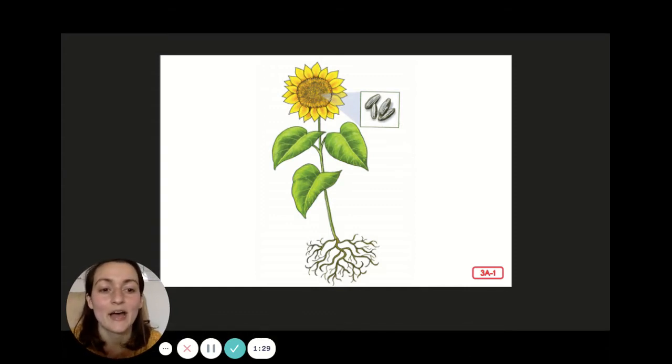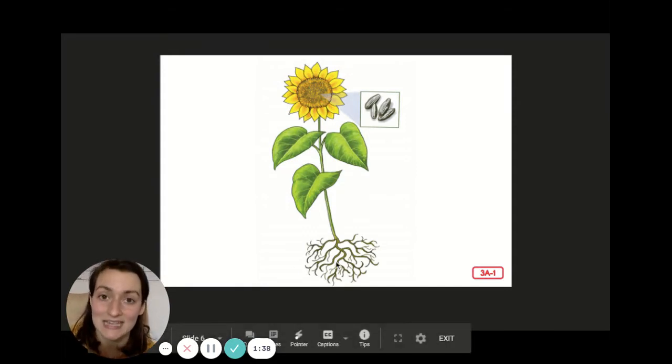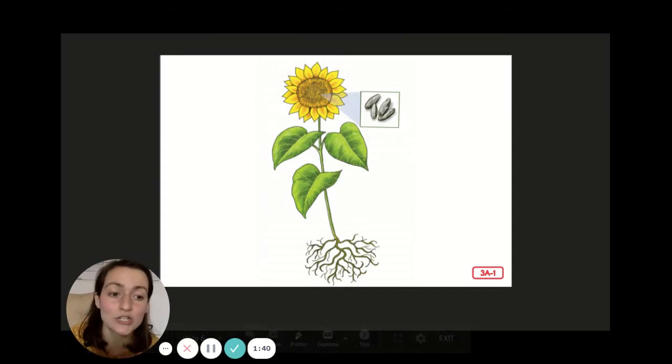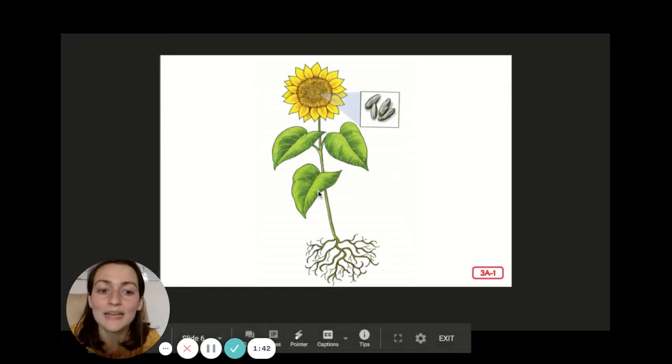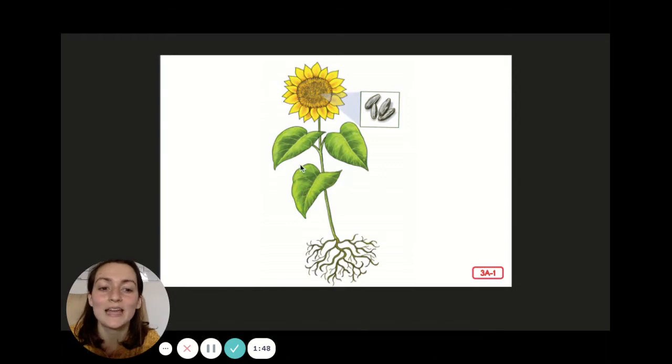Okay? Now, remember, the role that each part plays in the survival of the plant is important. So the roots keep the plant in the ground, and they take in water and nutrients. The stem holds the plant up tall, and it carries that water and nutrients to the other parts. The leaves are where the plant makes the food for itself, okay? Pretty incredible. It's fascinating to think about all of the different things that plants can do.